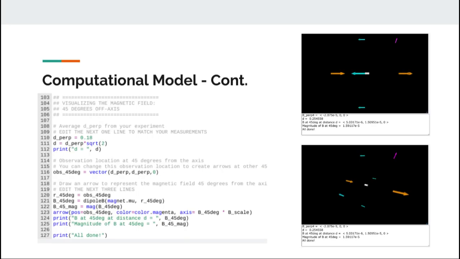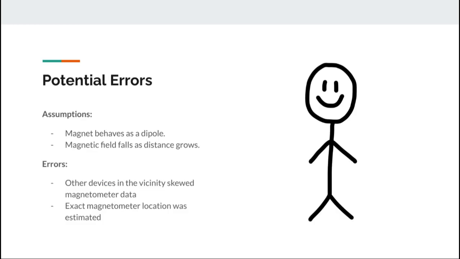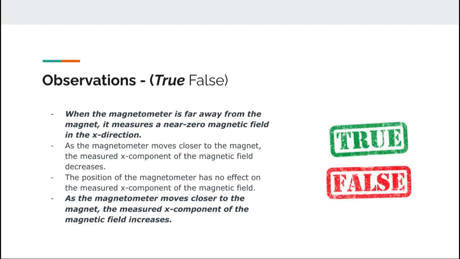Here's the computational model and the results. The on-axis is represented by the orange arrows, the off-axis by the cyan arrows, and the purple arrows at the 45-degree angle. As for potential errors, we had to make assumptions. The first was that the magnet behaves as a simple dipole, and the second is that the magnetic field falls as distance grows. Other devices in the vicinity may have skewed the data, and the exact magnetometer location was estimated, not pinpoint accurate.